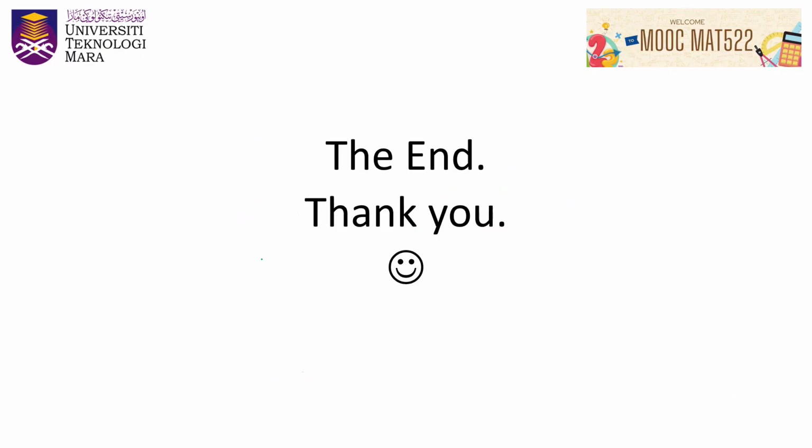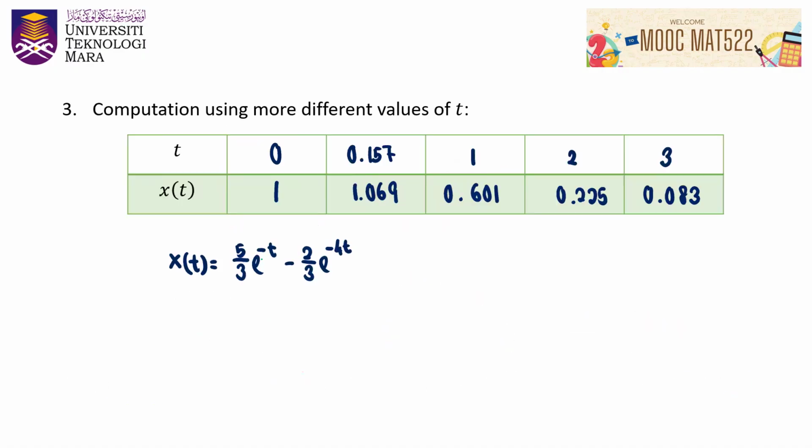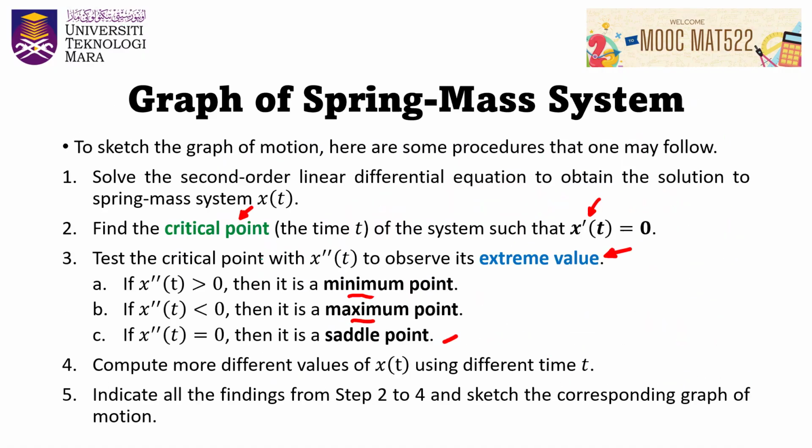And that's it for this demonstration of the graph of a spring mass system. Any graph can be sketched using the same steps as introduced in the previous slide. First, again, find the critical point. Next, test the critical point. Then compute more values. And finally, plot all the findings on the graph. Sketch them using a smooth curve, and you will obtain the desired result.